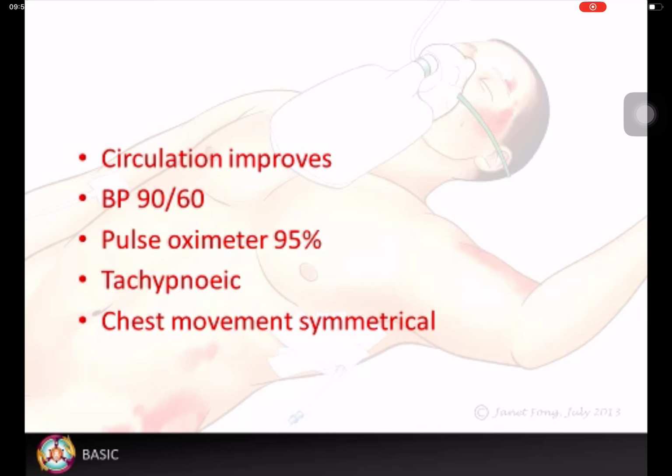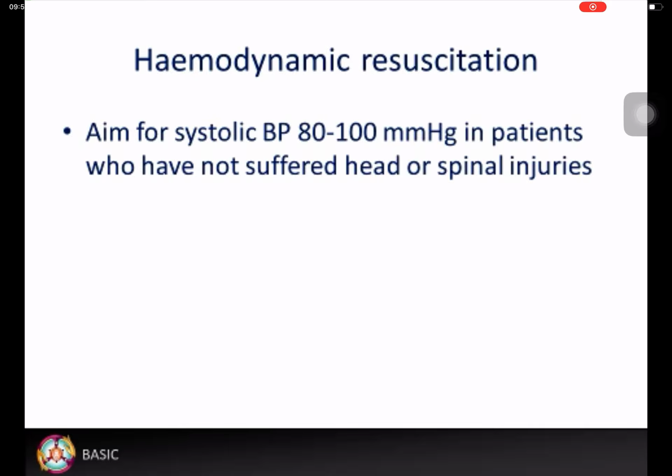The patient's circulation improves and now his blood pressure is 90/60 with a saturation of 95%. He's tachypneic but has symmetrical chest movement. What target blood pressure do we want? In general, aim for a systolic blood pressure of 80 to 100 millimeters of mercury in patients who have not suffered head or spinal injuries and in whom early hemostatic surgery is feasible. Resuscitation to a higher blood pressure may disrupt blood clots, exacerbate dilutional coagulopathy, and exacerbate hypothermia.